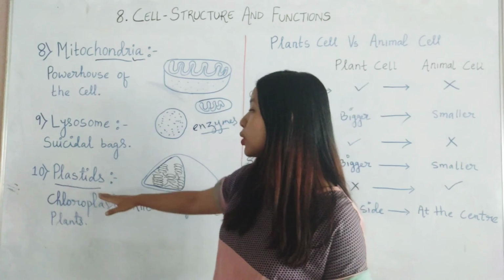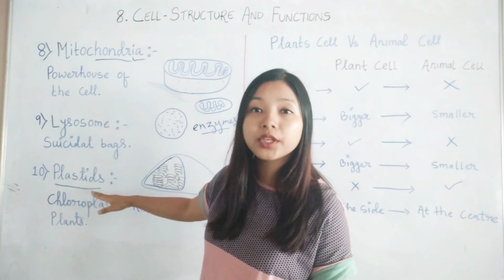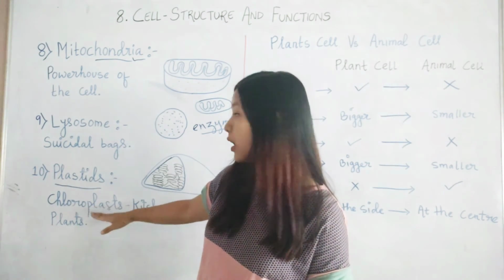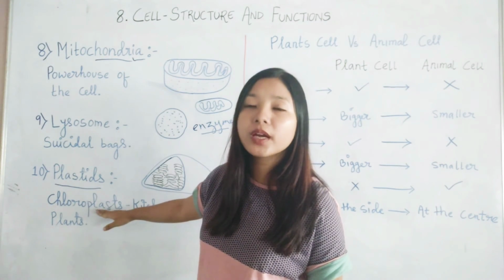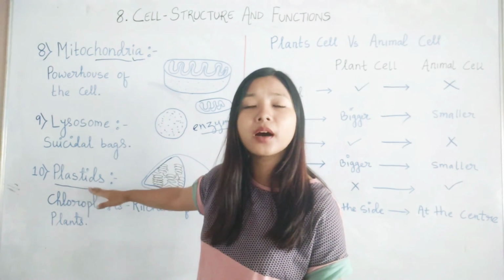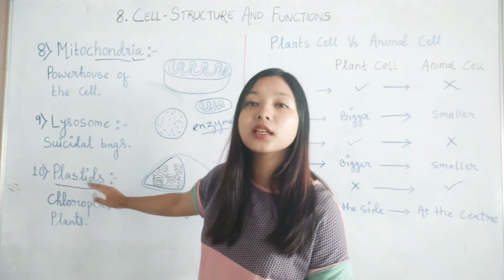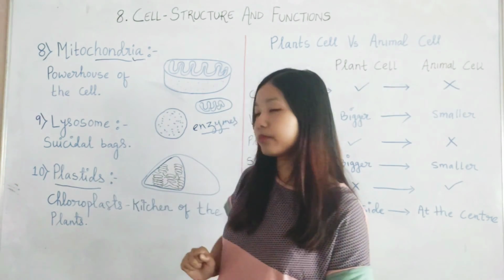So those plastids which contain the green colored pigment called chlorophyll are called chloroplast. So what are chloroplasts? Chloroplasts are also plastids, but they contain green colored pigment in them.